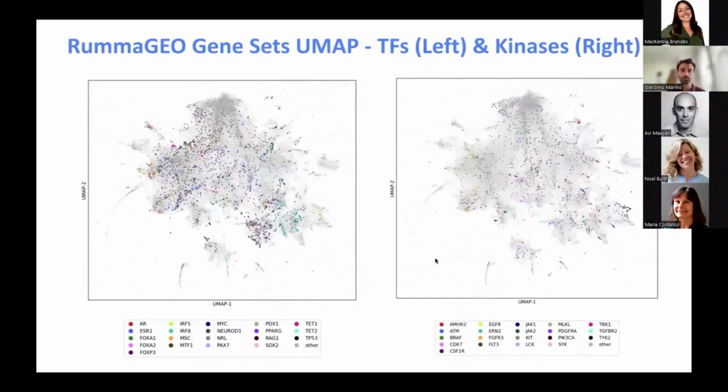And additionally, we can color this by transcription factors and kinases that we saw before. This is a little bit more sparse, but we can observe some clusters of these transcription factors and various kinases here on the UMAP as well.